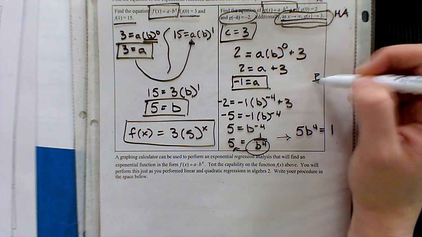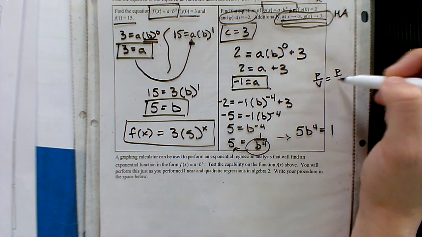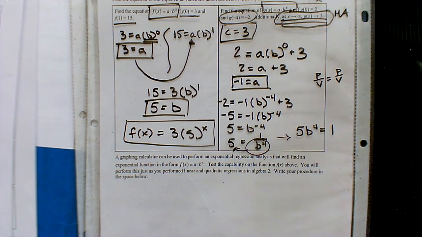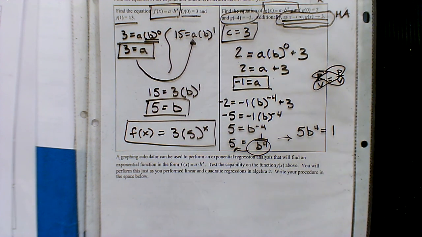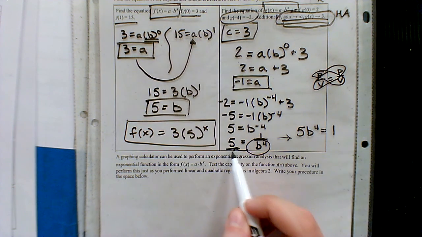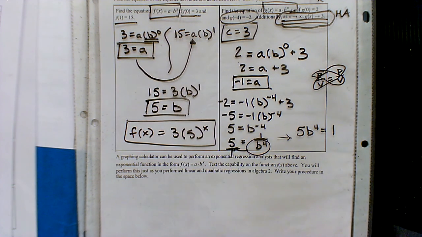Essentially, in that P over V example, if you have two fractions equal to each other, you can cross multiply. And essentially 5 is 5 over 1. So if you cross multiply with those two fractions, you're going to get the same thing anyway. It just depends on how you want to approach it.